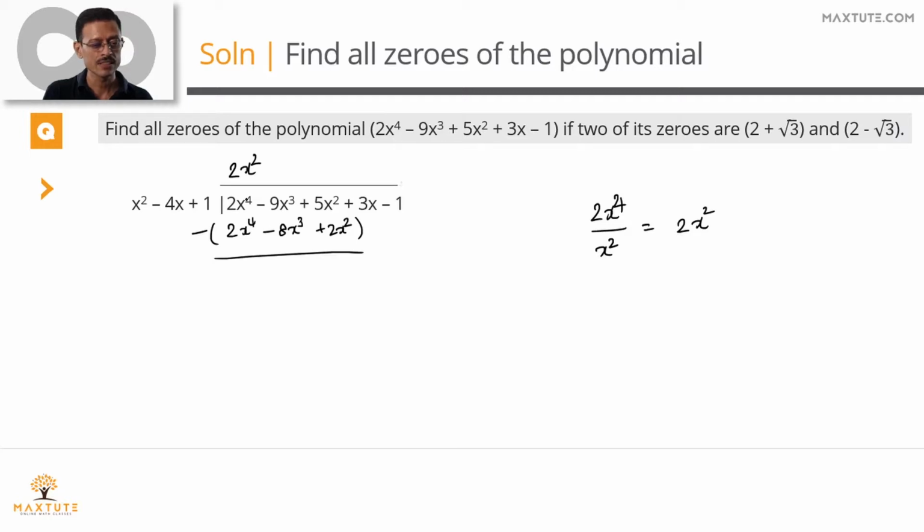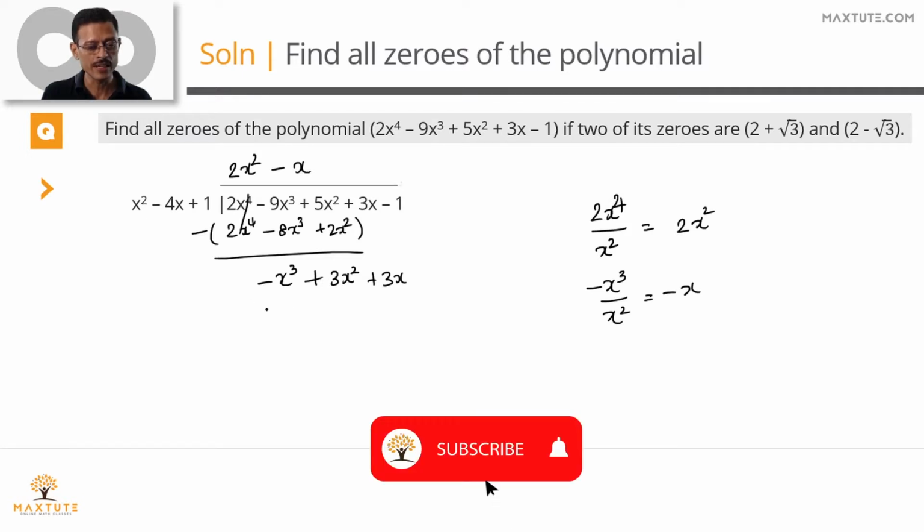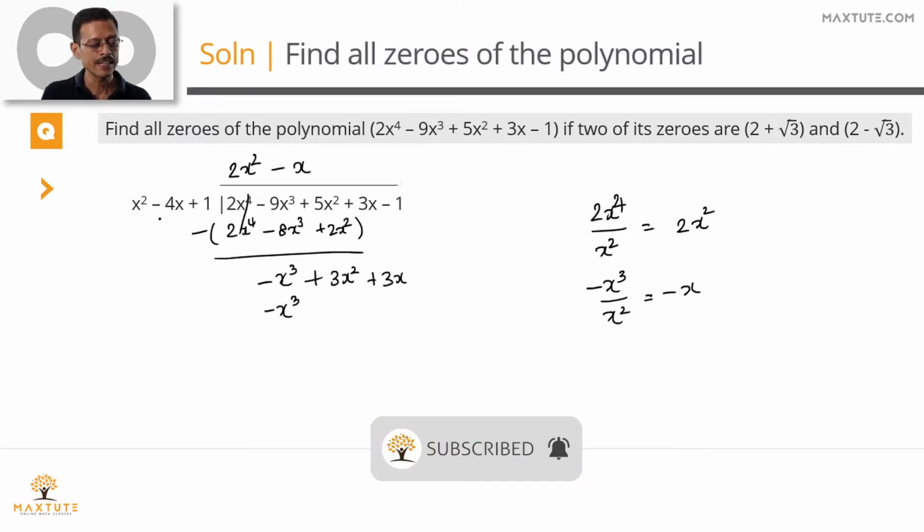So what will be left of this? These two get cancelled. Minus 9x cube minus of minus 8 will make it a minus x cube. 5x square minus 2x square will leave us with a 3x square. Let's bring down this 3x term. The second term of the quotient: pick this minus x cube divided by the first term of the divisor, which is x square. So the second term of the quotient is a minus x. So 2x square minus x is what we have. Let's multiply all terms of the divisor with this minus x. Minus x into x square is a minus x cube. Minus x into minus 4x is a plus 4x square. Minus x into plus 1 is a minus x.